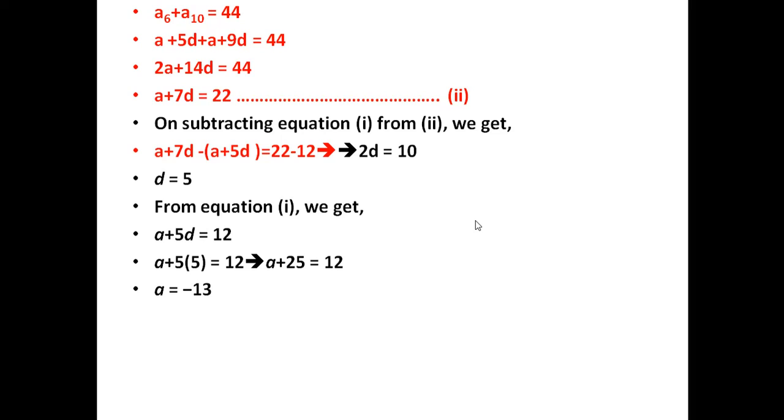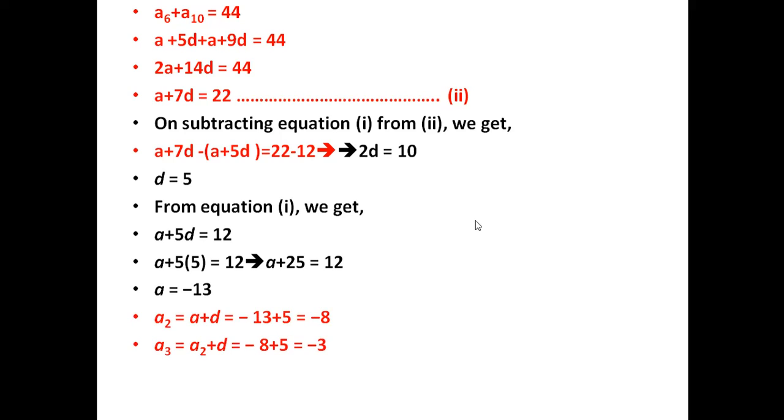Substituting this in equation 1, you will get the a value. So a plus 5d is equal to 12. In place of d, substitute 5. So a plus 5 into 5 equal to 25, so a plus 25 equal to 12. Taking 25 to the other side of the equation, a is equal to 12 minus 25 equal to minus 13. A equal to minus 13.